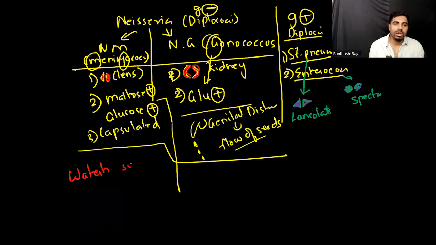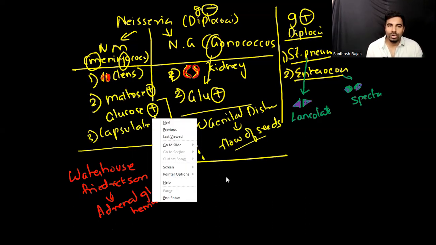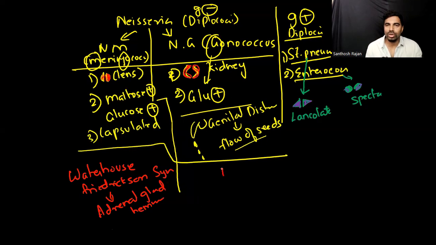Waterhouse-Friderichsen syndrome. Here, the most important thing is adrenal gland hemorrhage. That was the question asked. Adrenal gland hemorrhage. Okay. But in gonococcus, what is the complication called? Watering can perineum. What is it? The infection goes to the perineal region, which looks like a watering can. That's what it's called, watering can perineum.